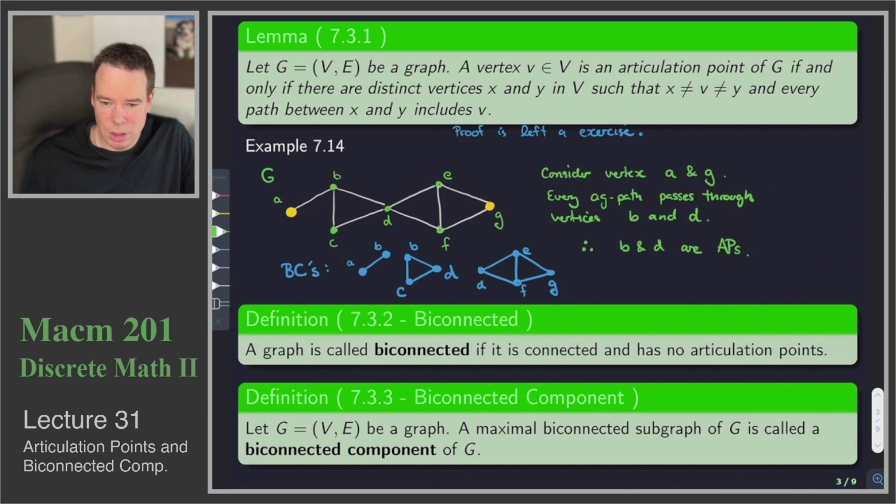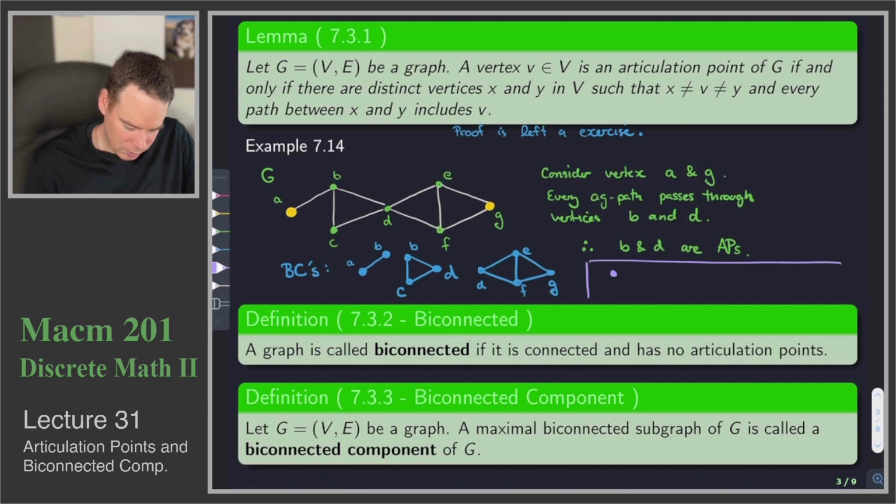We've managed to split G up into a bunch of subgraphs, each of which is biconnected and is the biggest possible at being biconnected. So in contrast, we'll give an example of a subgraph that is not a biconnected component. Let's consider E, F, and G. This is a biconnected subgraph, but it's not maximal.